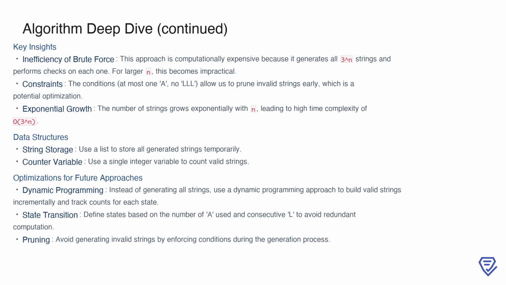However, the problem's constraints provide opportunities for optimization. For example, we can prune invalid strings early by enforcing the conditions during generation, which avoids unnecessary computation. Additionally, instead of generating all strings explicitly, a dynamic programming approach offers a more efficient solution. In this approach, we build valid strings incrementally, keeping track of states based on the number of A used and the consecutive L count. By defining clear state transitions and avoiding redundant computations, we can significantly reduce the time complexity.